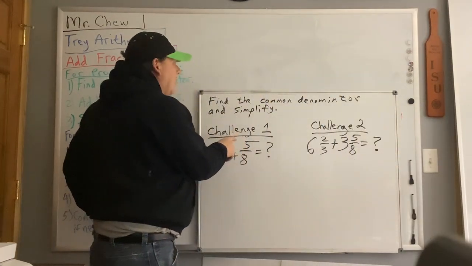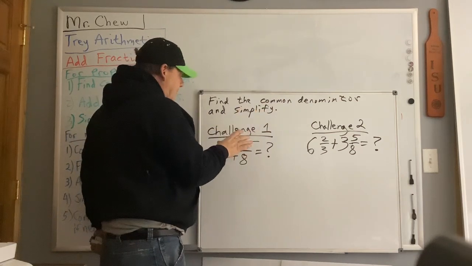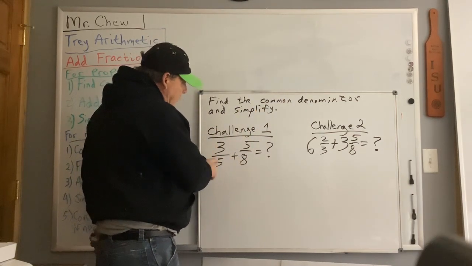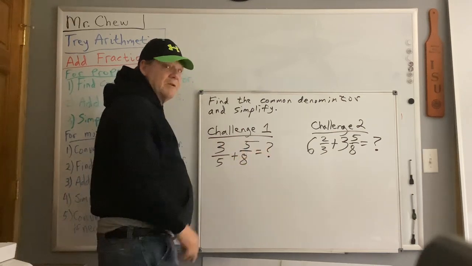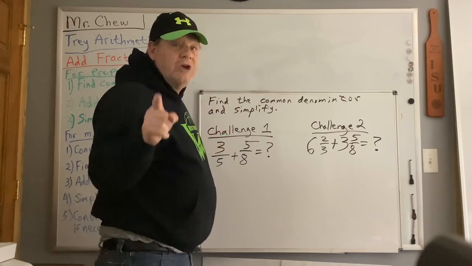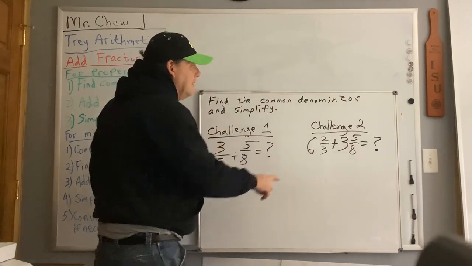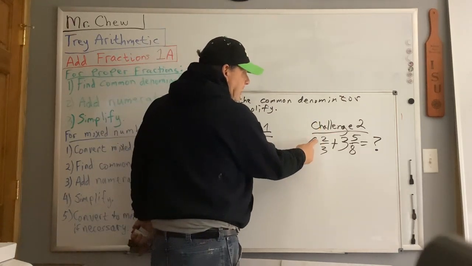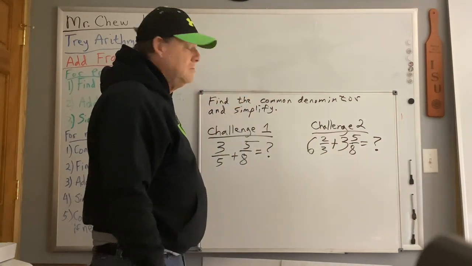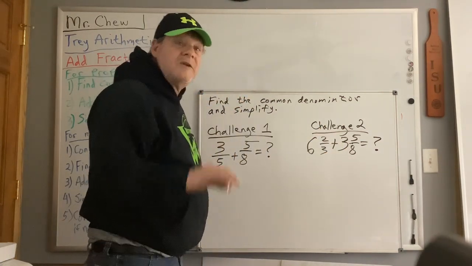So challenge 1, we're finding the common denominator and simplifying. So you're going to add these once you find the common denominator. 3/5 plus 5/8. Tell me what that equals. Simplify it, and if it is an improper fraction, change it back to a mixed number. Challenge 2. 6 and 2/3 plus 3 and 5/8. What does it equal? So here are your challenge problems.